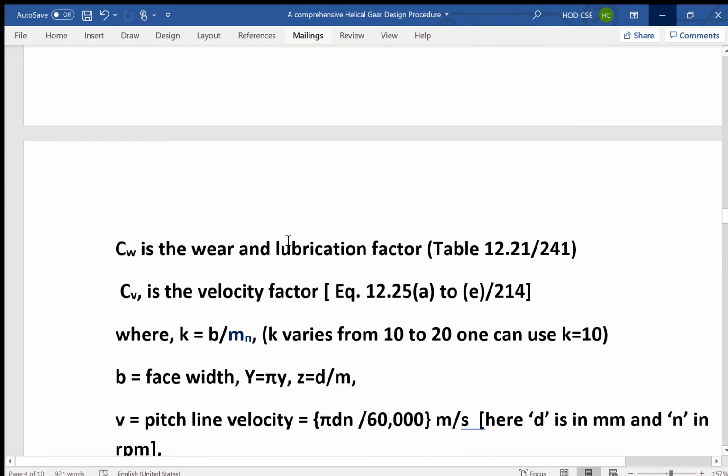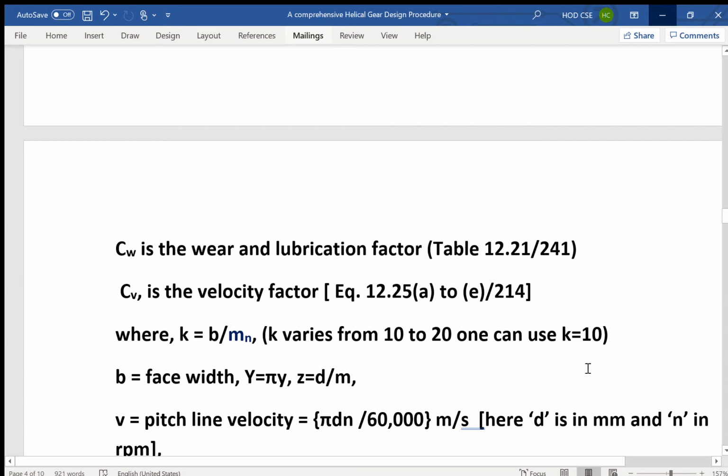Cw is the wear and lubrication factor from table 12.21, page 241. You will see that table afterwards. Cv is the velocity factor, from 12.25 page number 214. And K, as I mentioned, is the ratio of face width to the normal module. K varies from 10 to 20, so we can use K as 10.